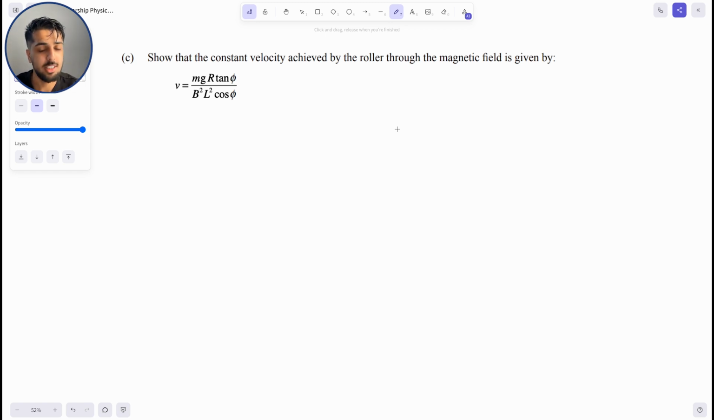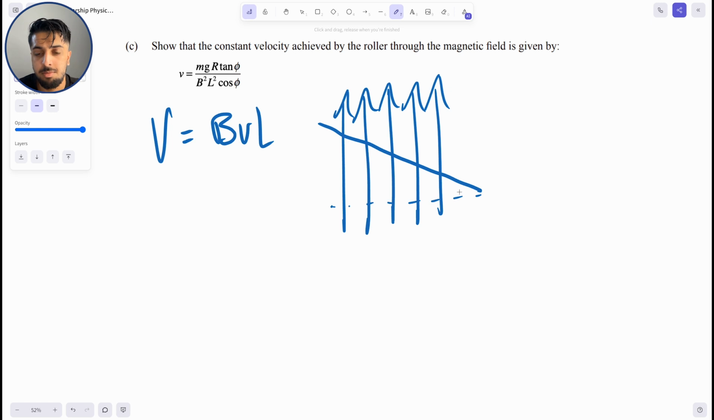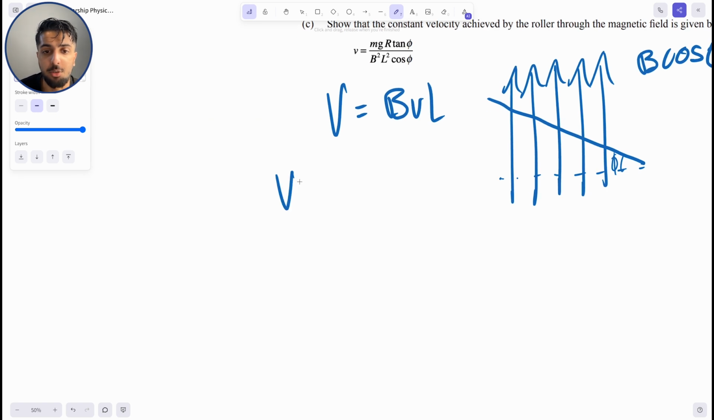Okay, so this exact question came up in the 2022 scholarship exam, so you can also check that out if you want. So we know our voltage is equal to BvL, where this little v is our velocity. And as we know, the roller does not move at right angles to the magnetic field. It is going down a slope. So if we draw out our magnetic field, we again see that the component of B is B cos phi. And therefore, our voltage is equal to B cos phi vL.